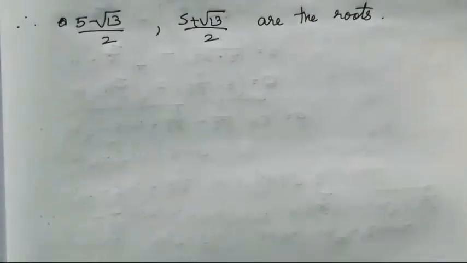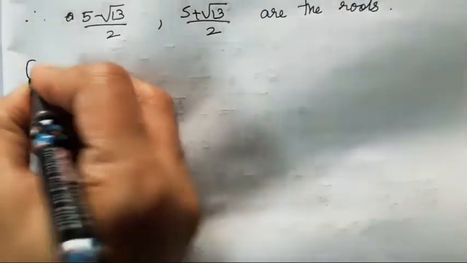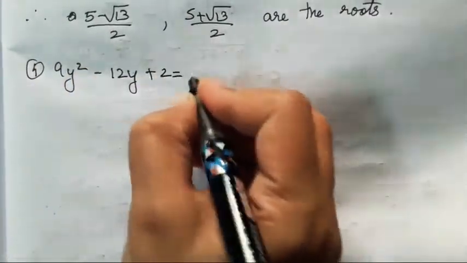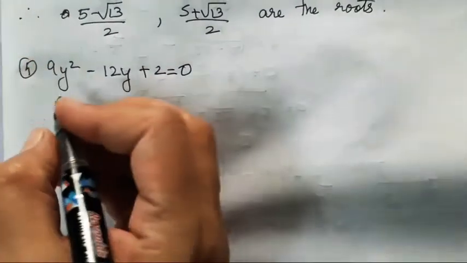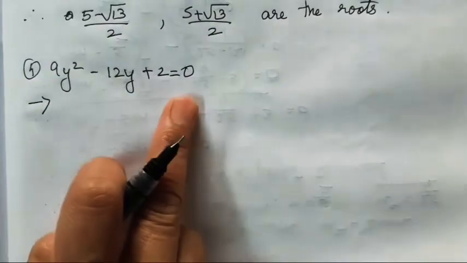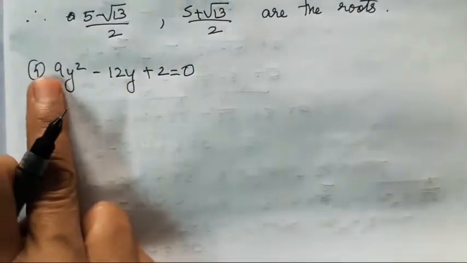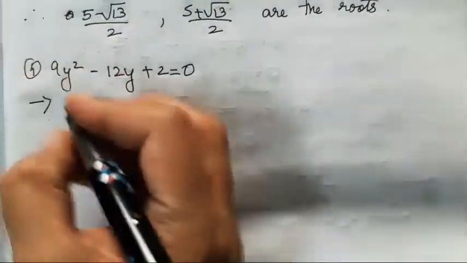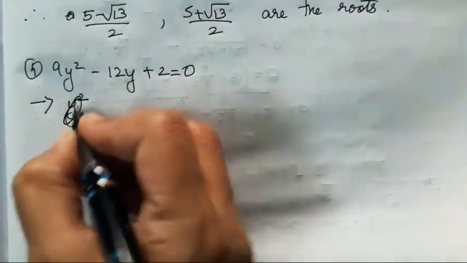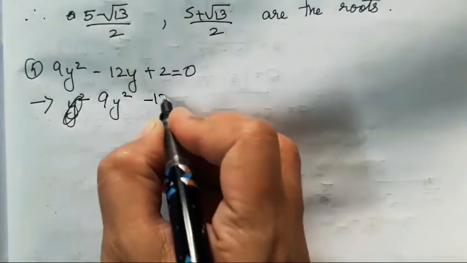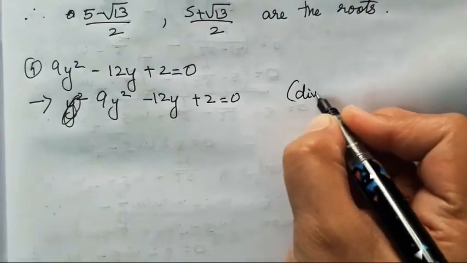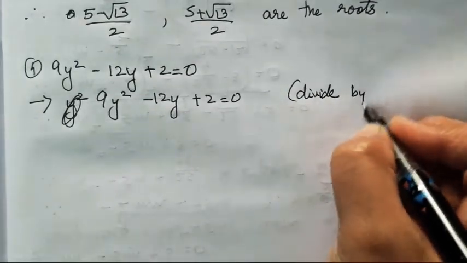of the quadratic equation. Now let's move on to the fourth sum. 9y square minus 12y plus 2 is equal to 0. Now first what we have to do is divide by 9. We have to divide it with 9 so that this 9 will get reduced. Okay, so this will change to y square. First we will write the equation so that it will be more clear. The same question, write it again, and over here you all can write divide by 9.